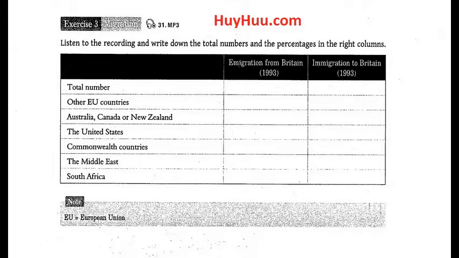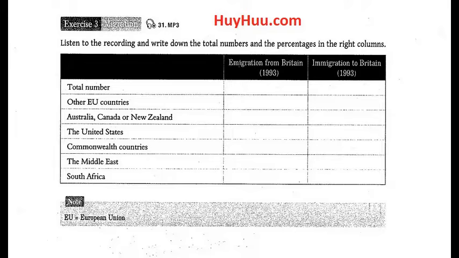Exercise 3. Migration. Listen to the tape and write down the total number and the percentage in the right column. Here are some figures about Britain's migration in 1993. There were 227,000 people who left Britain to live abroad. 25% of them left for other EU countries. 19% left for Australia, Canada, or New Zealand.